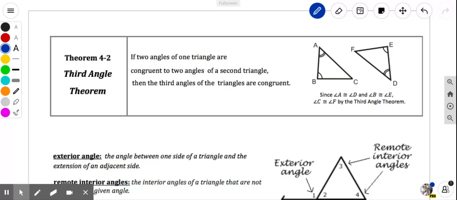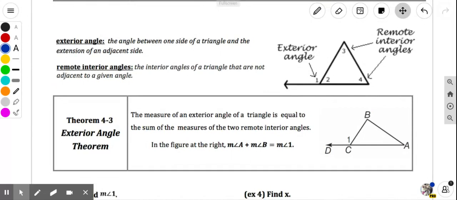So if you look at this example here, since A is congruent to D and B is congruent to E, then by the third angle theorem, we could conclude that C and F are congruent. They would be forced to be congruent because D and E are congruent to A and B. So if you knew their measures and subtracted from 180, C would be forced to be congruent to F. So that's third angle theorem.